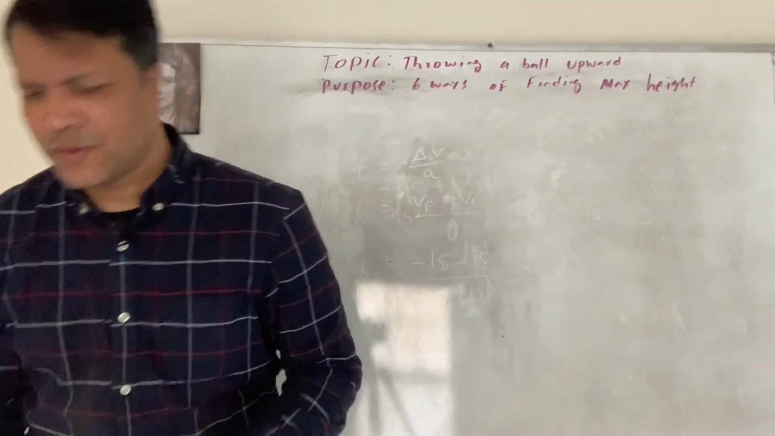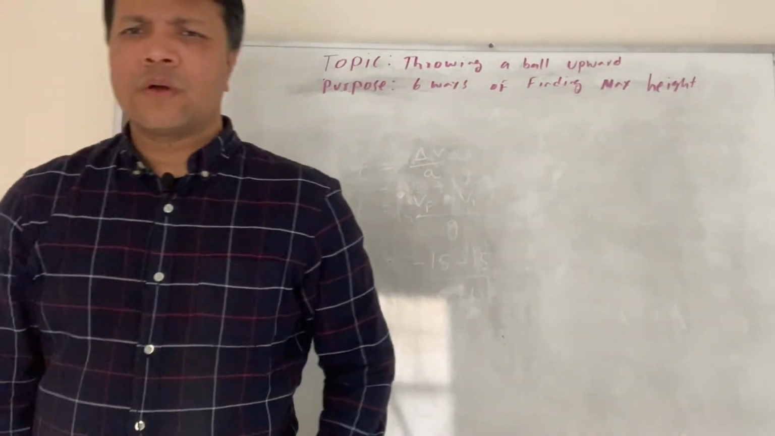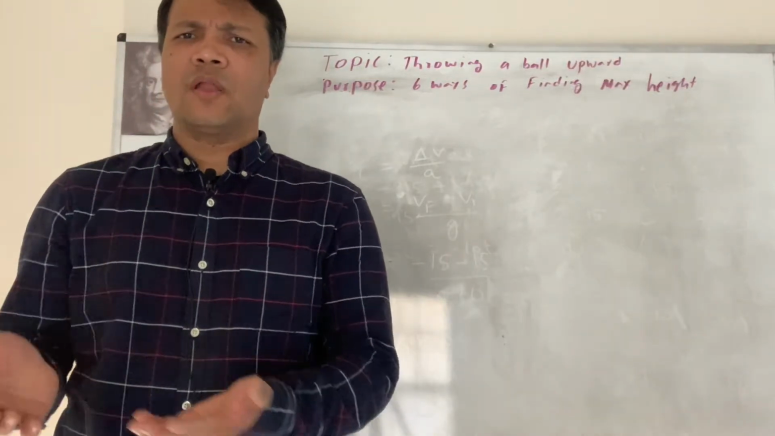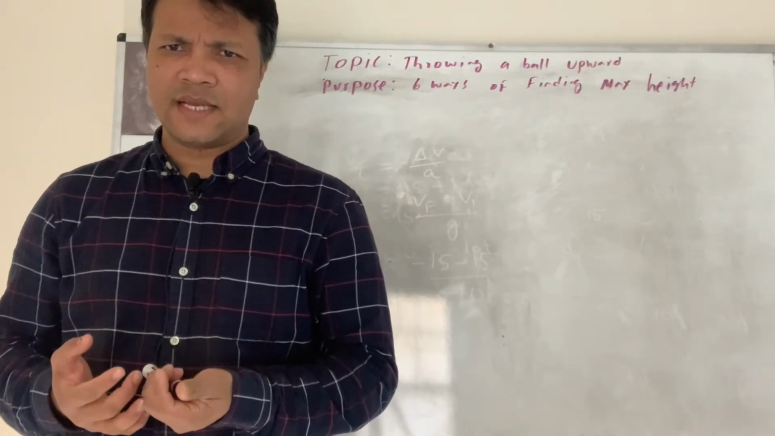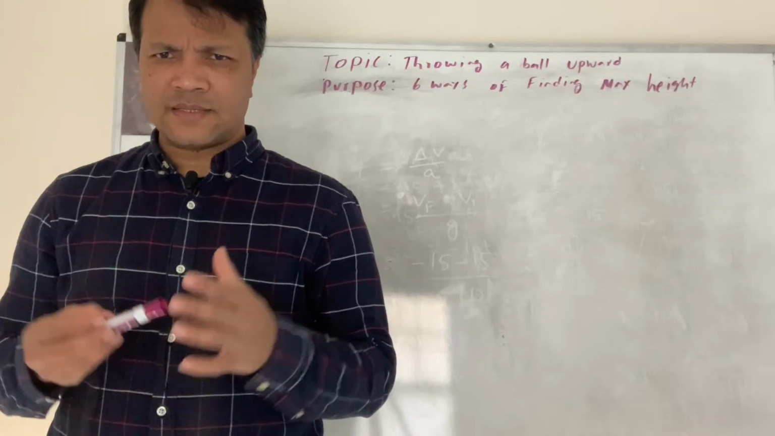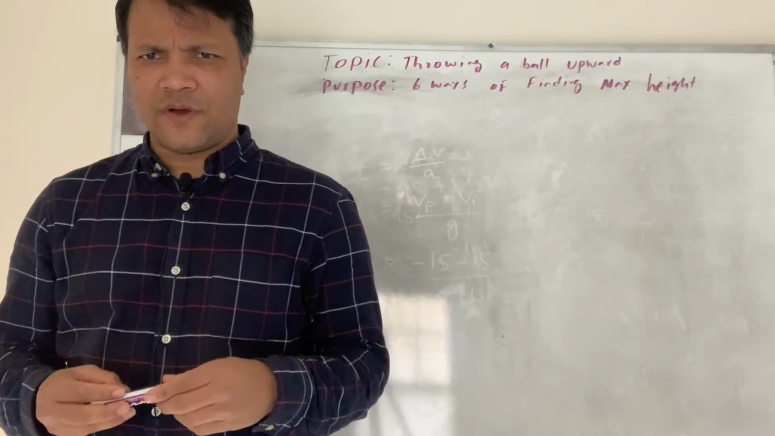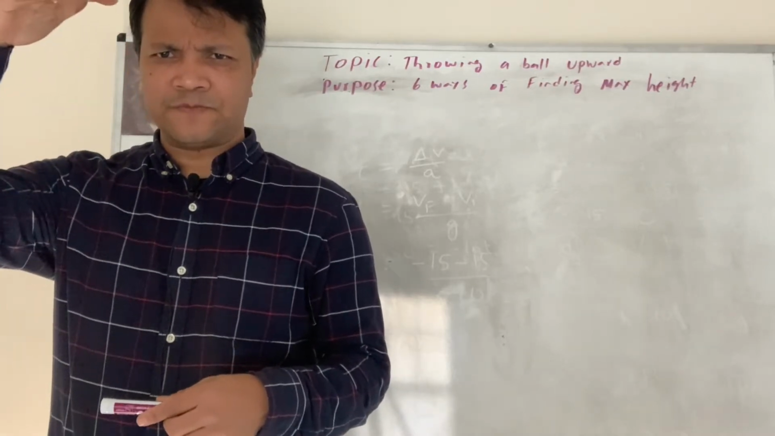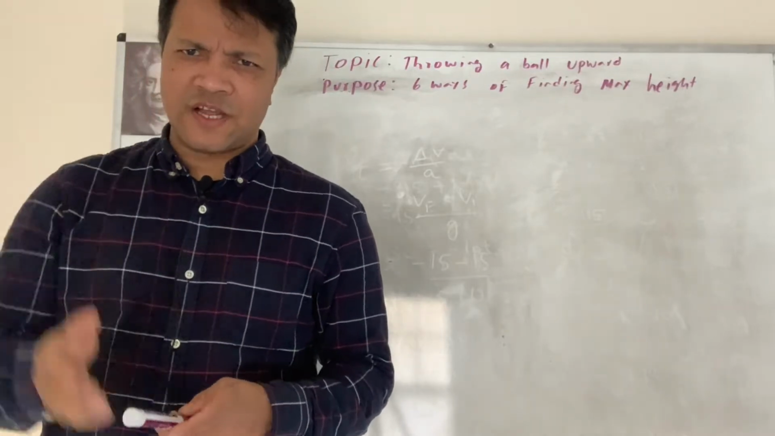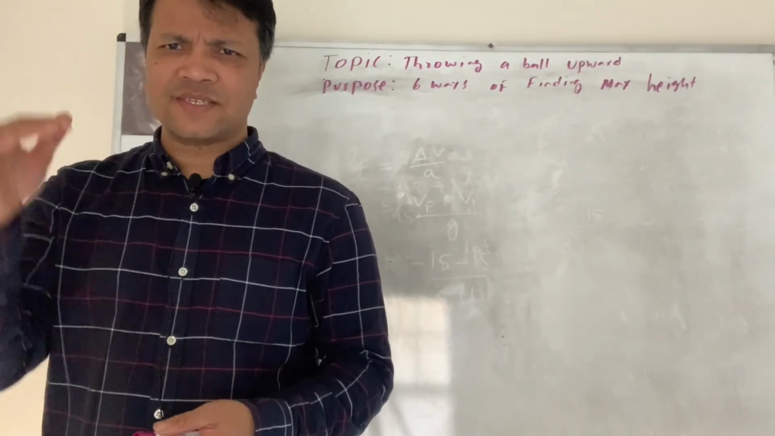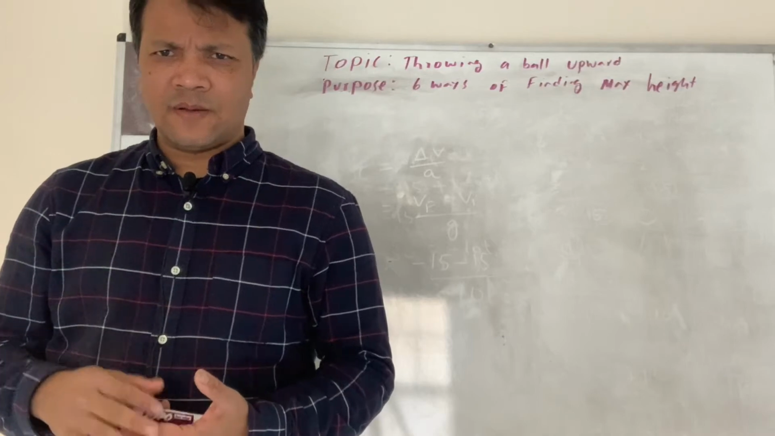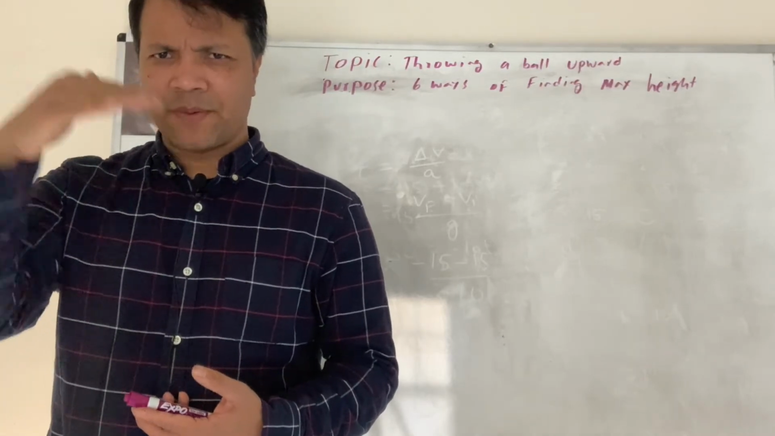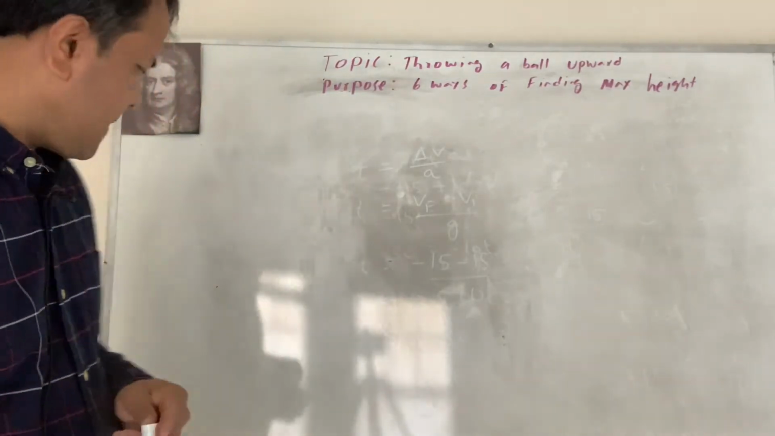Today I'm going to show you throwing up a ball in the air and letting it land on the same height, and 6 different ways of finding the maximum height, where the ball changes direction. When the ball goes up, it changes the direction. I'm going to show you how to find that maximum height 6 different ways.